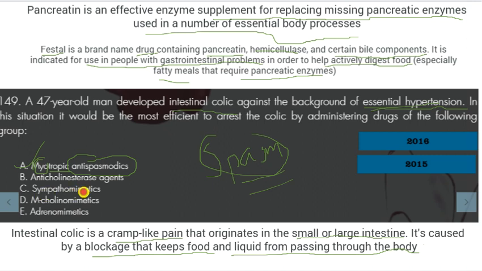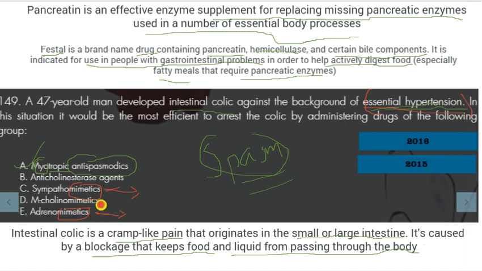Then sympathomimetics and adrenomimetics. Mimetics means favoring or same like. Sympathomimetics means drugs which favor the sympathetic action. We know that activation of the sympathetic system leads to constriction of blood vessels. Likewise, adrenomimetics also lead to constriction of blood vessels. So they will not help in essential hypertension.